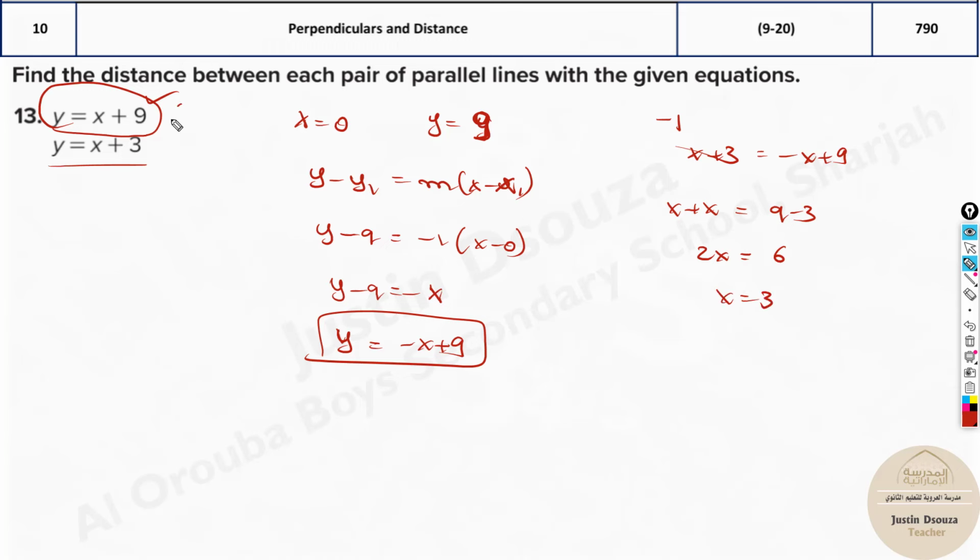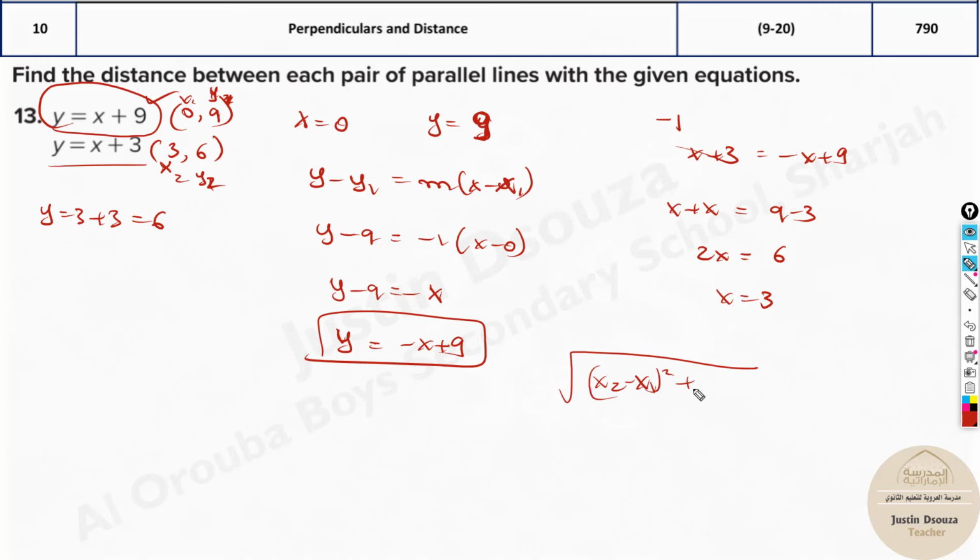So the point of intersection over here we have already, right? 0 and 9, because we took this as the point and drew the perpendicular line. Now here the x value is 3. What is the y value? If x is 3, y will be 3 plus 3, that is 6. Now we have x1, y1, x2, y2. Use the distance formula, square root of x2 minus x1 the whole square plus y2 minus y1 the whole square, and you will get the answer.